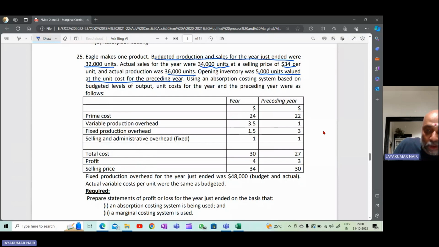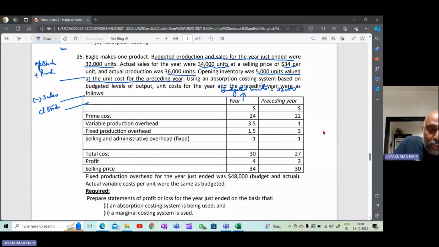So we know for the year just ended, budgeted units were 32,000 units. For the actual, they have produced 36,000 units and sold 34,000 units. And they also told you that 5,000 units were opening stock. Opening stock plus production will give you the total number of units available for sale. From this, if you subtract sales, you will get the closing stock.